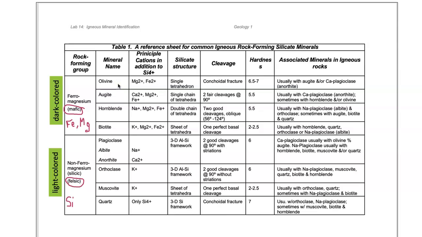Felsic minerals tend to be light colored. You'll see that there are 2 plagioclase sub-names here, albite and anorthite. Don't worry about the difference. First of all, you can't tell the difference in a hand sample. You need to chemically analyze the mineral to see which one is sodium rich and which one is calcium rich. It turns out that the calcium rich ones occur in rocks that are mafic and have mafic minerals.